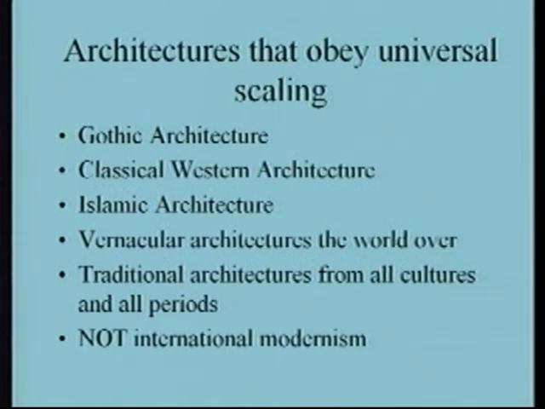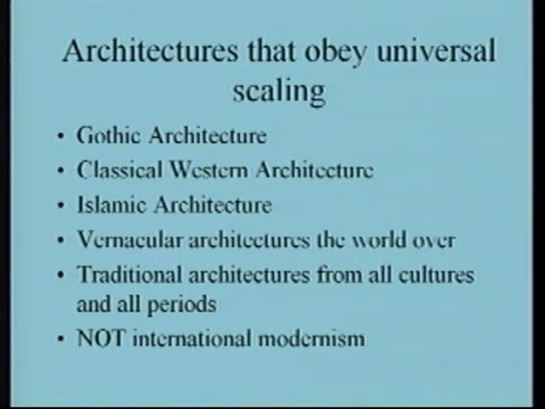Now we come to the focal point of this lecture. Which architectures obey universal scaling? Well, it turns out that all traditional architectures obey universal scaling to some form. Gothic architecture, classical Western architecture, the Greco-Roman tradition, Islamic architecture in its many manifestations throughout the world, vernacular architectures used all over the world, and traditional architectures from all cultures and all periods.